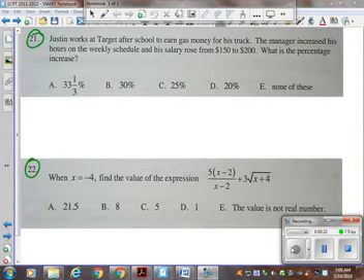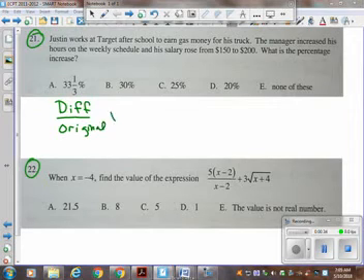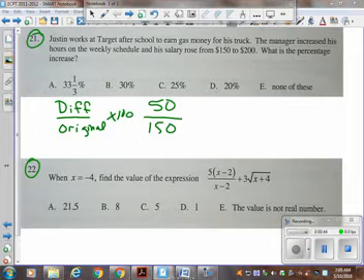So I'm going to write out the formula for you. It is the difference over the original times 100. So the difference between 150 to 200 is 50 over the original of 150. Does that make sense so far? It went up $50. It was 150 when it started. All right. If you reduce that, that becomes 1/3.